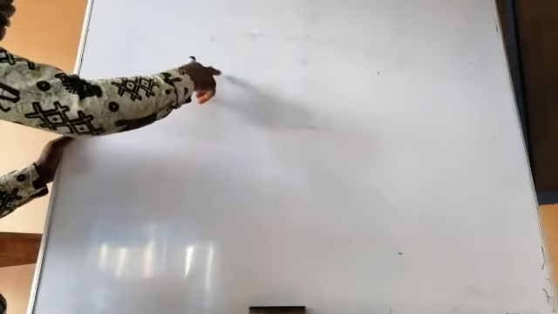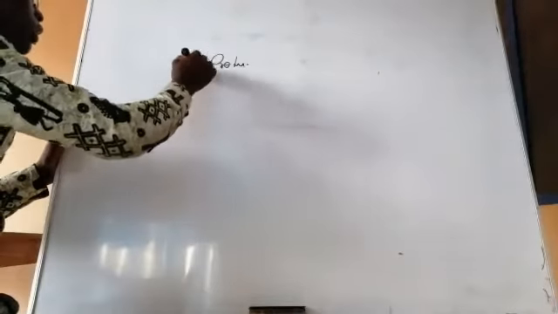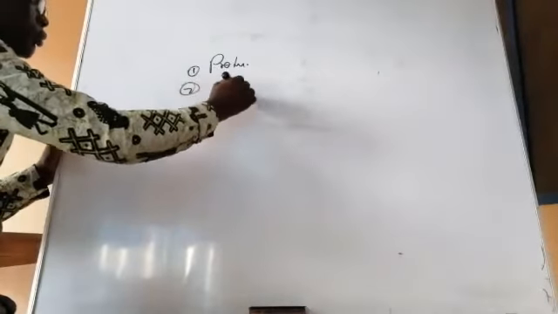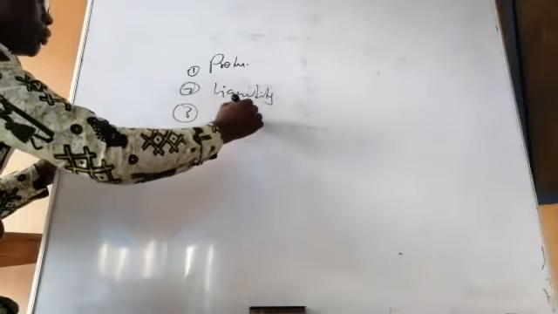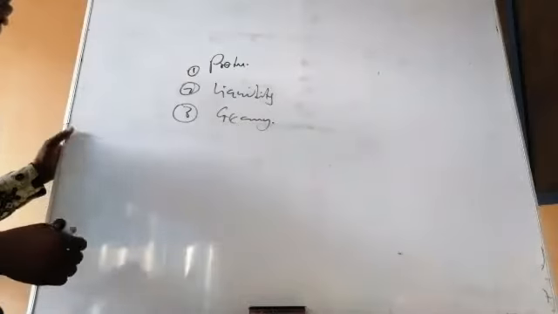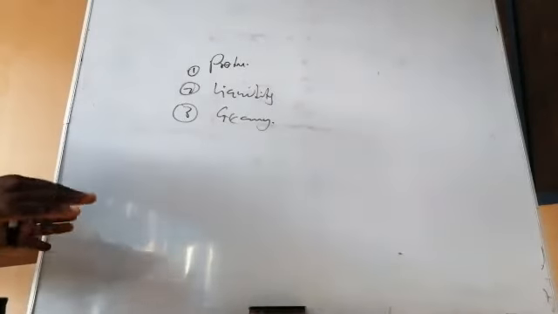So the very first one is a continuation of your introduction. In the introduction, you inform the reader that you're going to talk about one, profitability, two, liquidity, three, gearing. These are the ratios that you mentioned in sentence number 2 of your introduction.